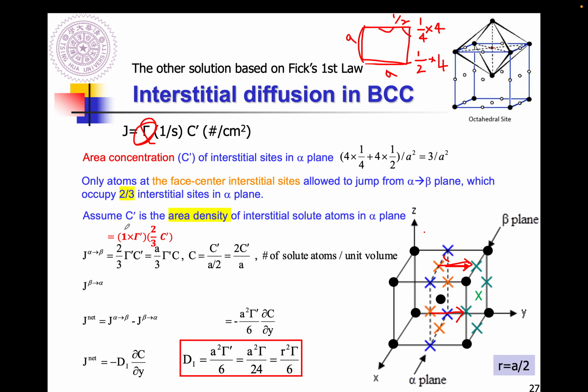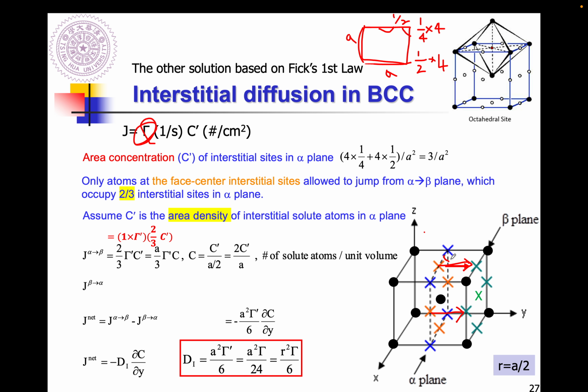So here we write down how many possible jumping directions we have. Just one, along the y-axis. So I use 1 times gamma prime to represent gamma. And the area density is not for every atom, just 2 out of 3 of C prime. So finally we get 2 divided by 3 times gamma prime times C prime.